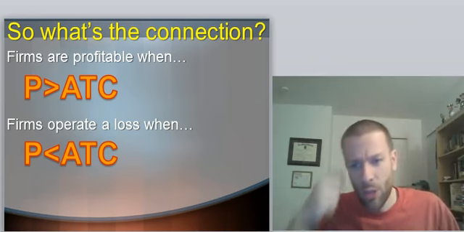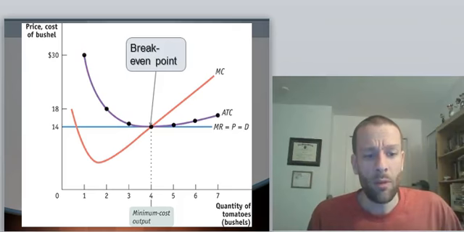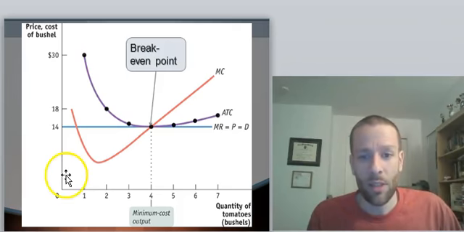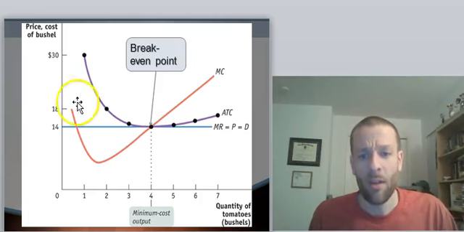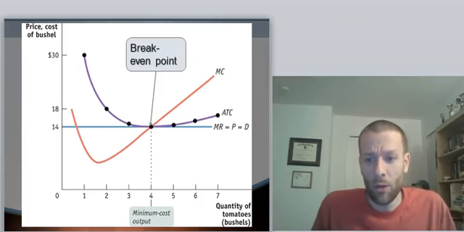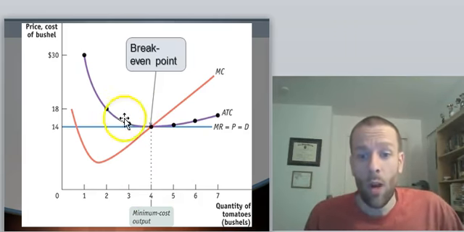What are we doing at average total cost? Remember, find your break-even point. Where is your minimum cost optimal point of production? Now, in a perfectly competitive firm in the long run, we're going to break even.